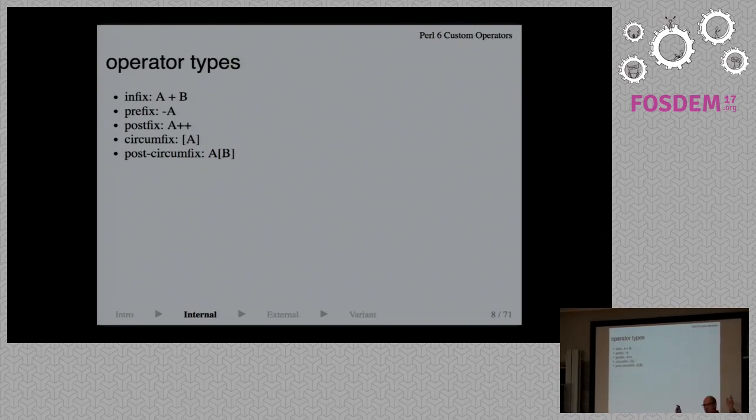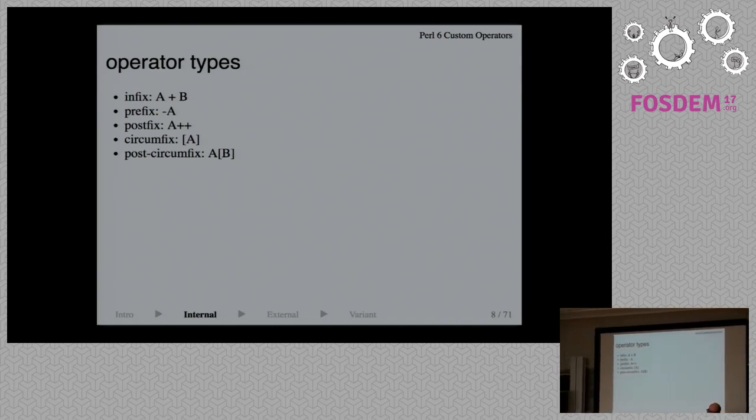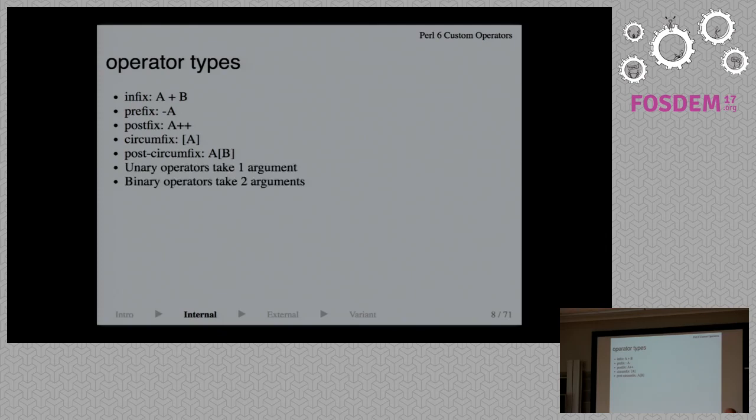You have infix operators, which have their arguments on the side. You have prefix operators, like the minus in this case goes before what it's operating on. You also have postfix, like A++, which operates on the thing before it. Circumfix are around something, and post-circumfix, you know, like taking something out of an array. So these are all the different types of operators.